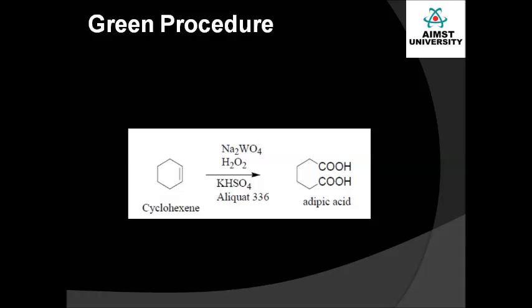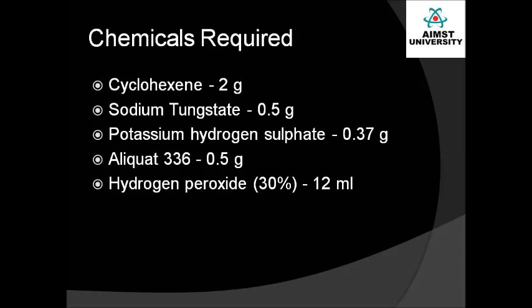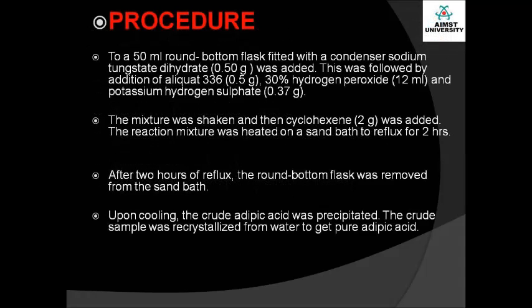We use cyclohexene in the presence of sodium tungstate, potassium hydrogen sulfate, Aliquat and hydrogen peroxide to get adipic acid. So the chemicals required for our experiment are cyclohexene, sodium tungstate, potassium hydrogen sulfate, Aliquat, and hydrogen peroxide. Now let us see the detailed procedure of synthesis of adipic acid using the greener technique.